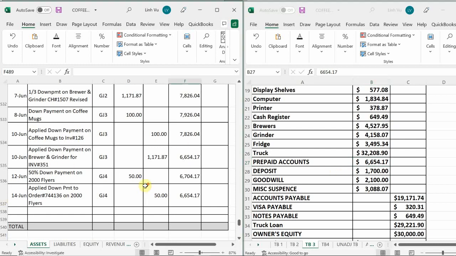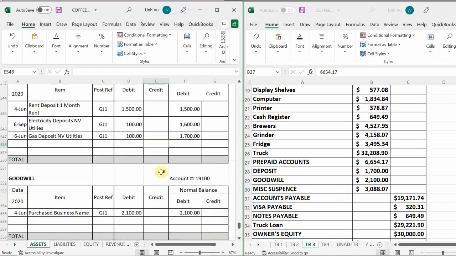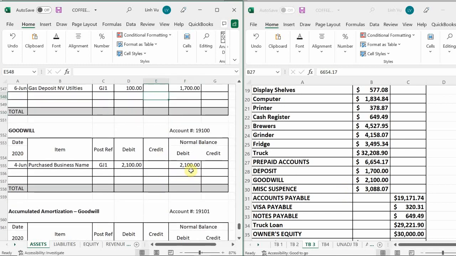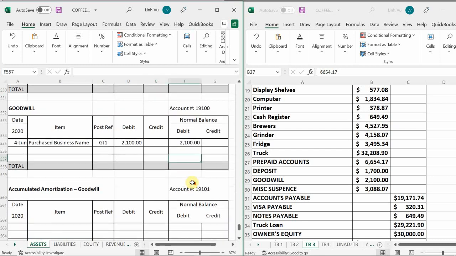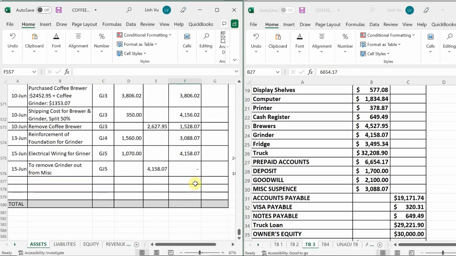Good. What about my deposits? Deposit. We have 17. Stays the same. Okay. And then Goodwill. Goodwill 210. Okay, yeah, stays the same. No amortization yet. What about my miscellaneous suspense account? Oh, we have to change it because we have 415.8.